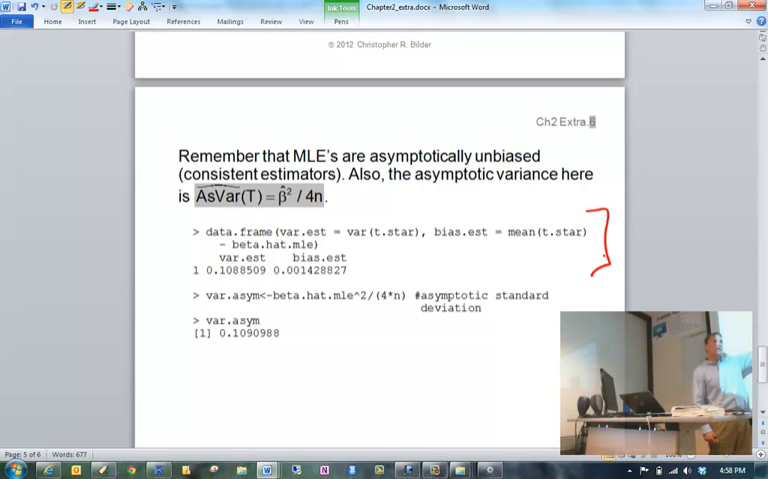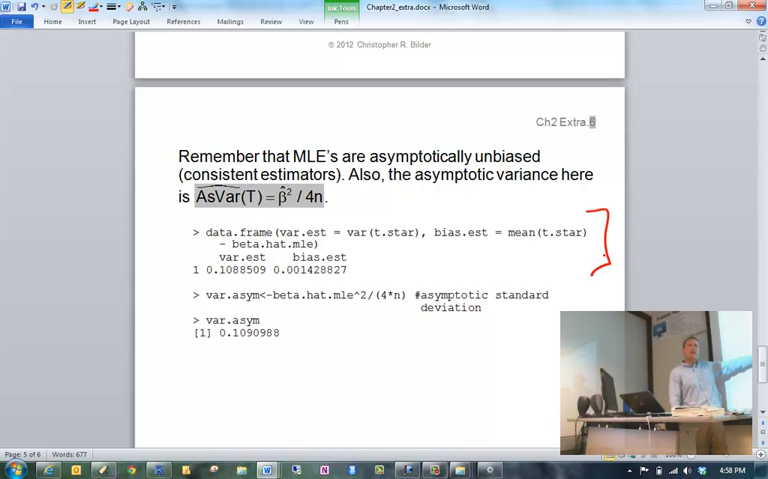Now, if we compare this to what the asymptotic approximation would be, I'll let you look at that on your own, what the asymptotic distribution was. One could look at the variance, and I get 0.109. Look how close they are. So the bootstrap and asymptotics agree, which is nice. I mean, we have a fairly large sample size, and so you hope that happens.